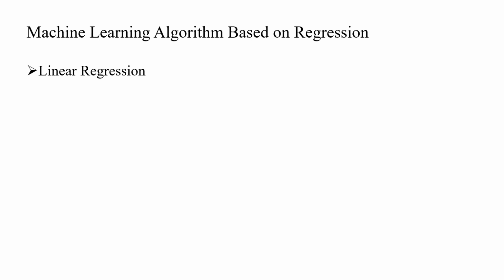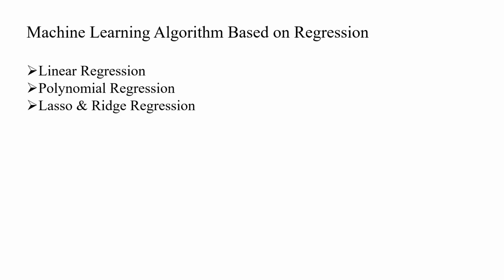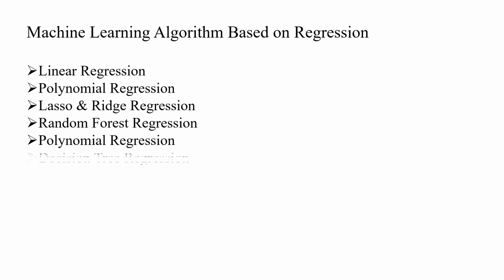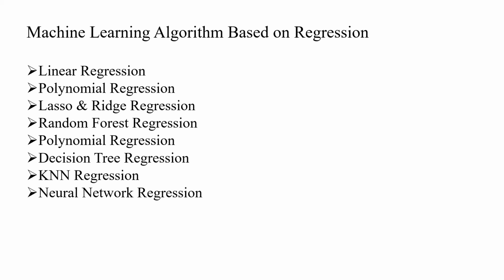So the first machine learning model that we will be covering is linear regression. The next one is polynomial regression. Basically, linear regression covers a linear relationship between independent variable and dependent variable. Polynomial regression covers a non-linear relationship between independent and dependent variable. Then we have lasso and ridge regression. We have random forest regression, decision tree regression, KNN regression, neural network regression, and so on and so forth. The list is never ending.